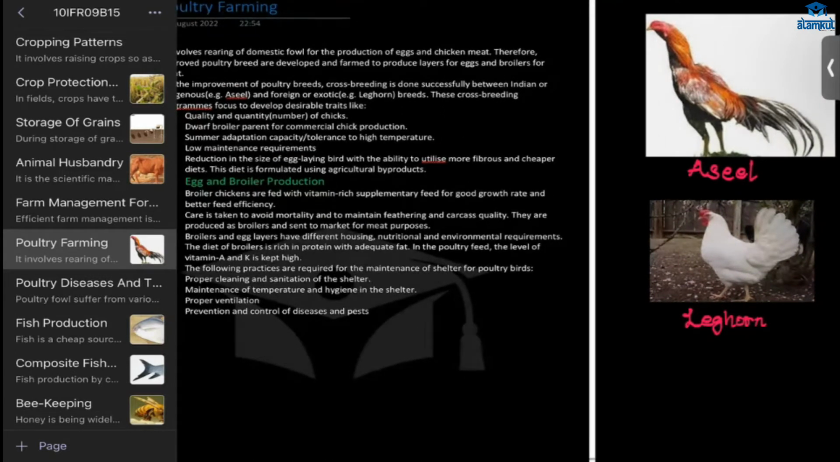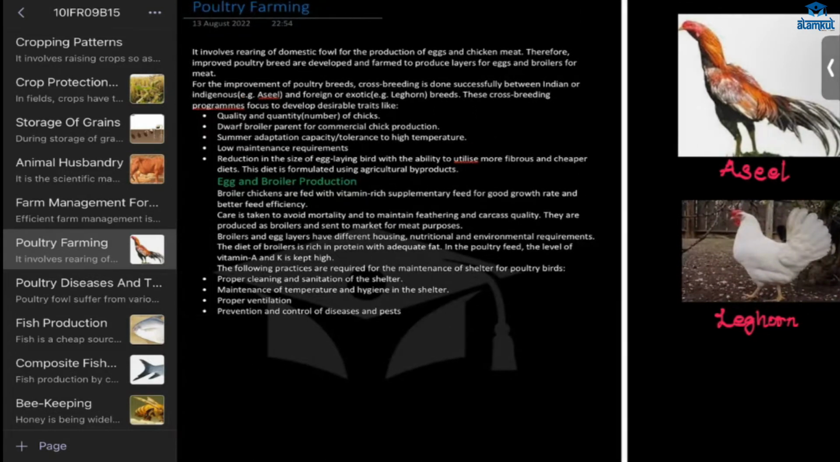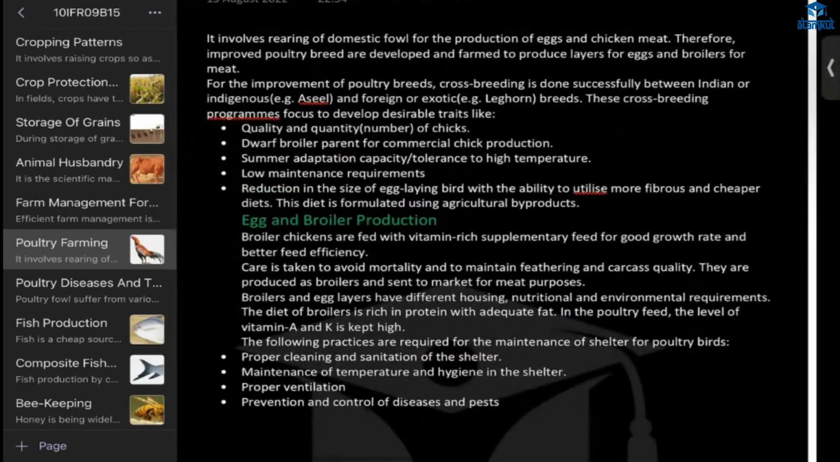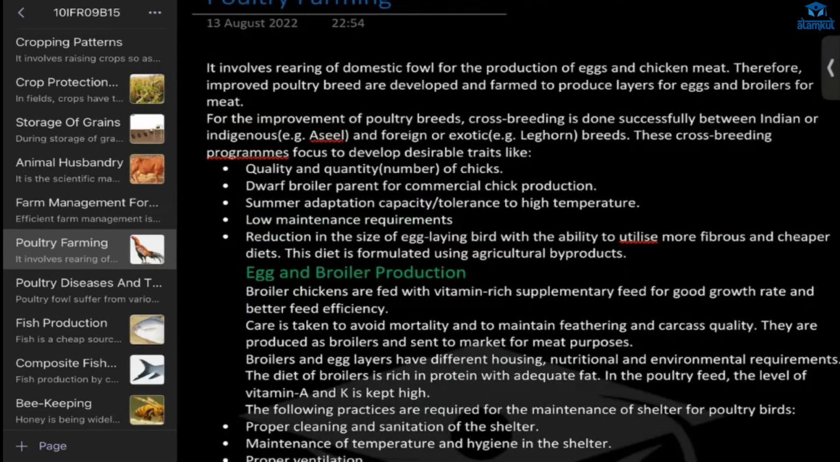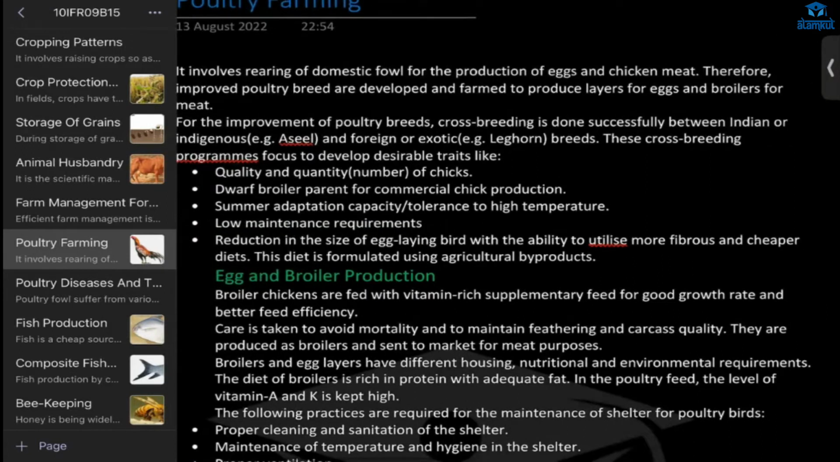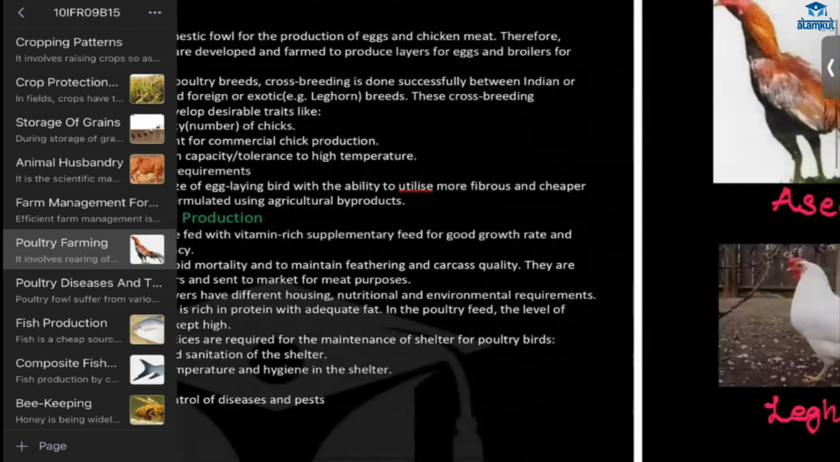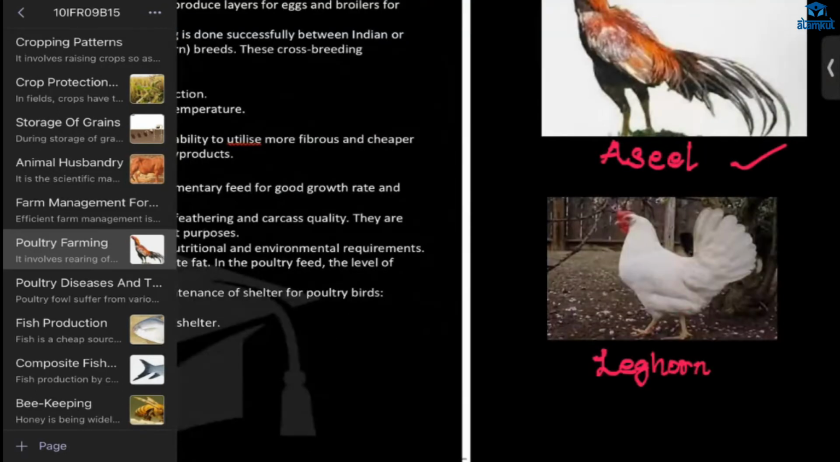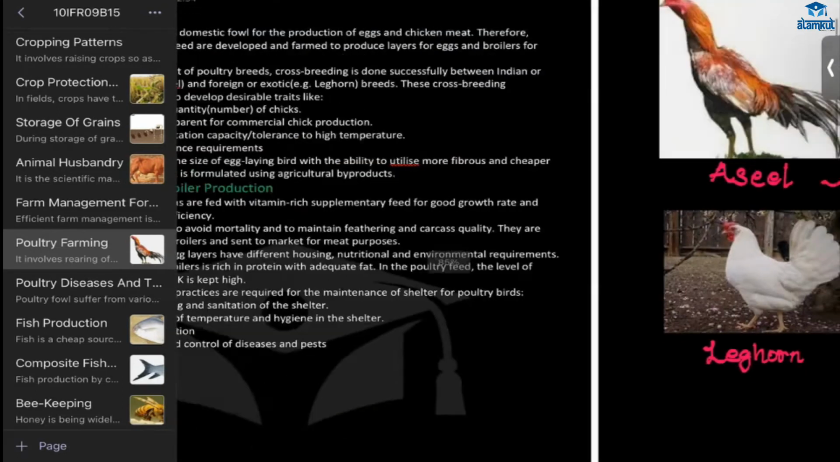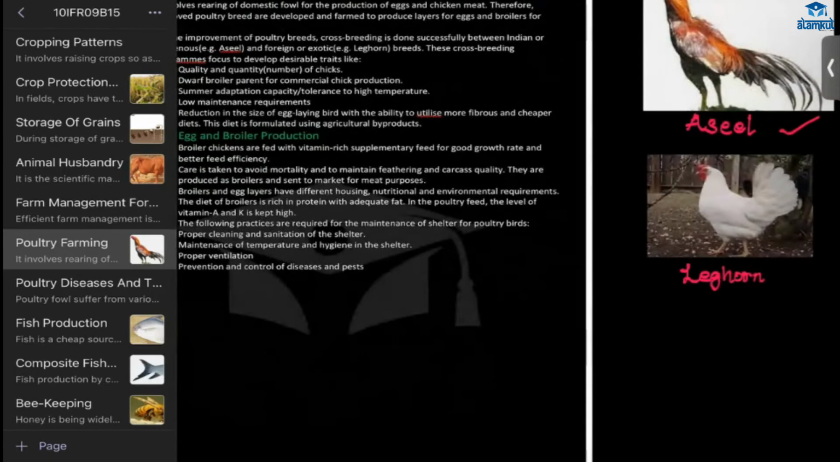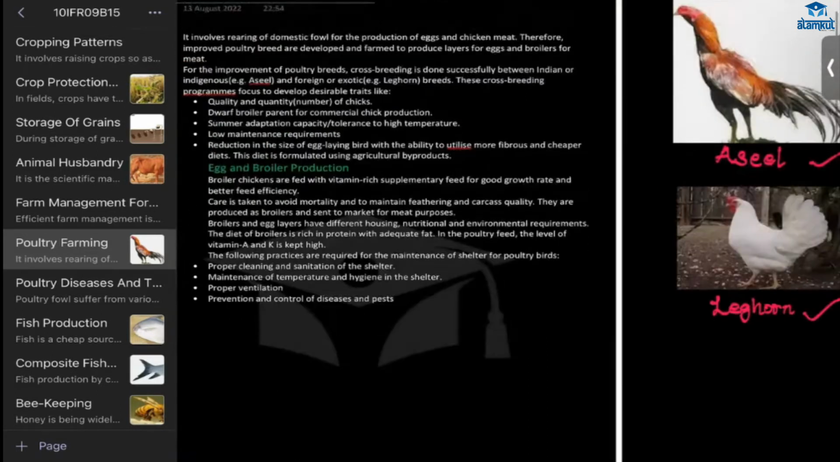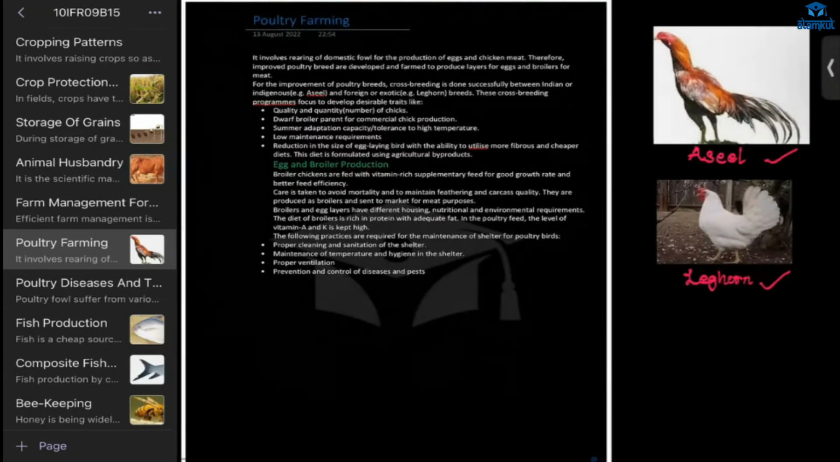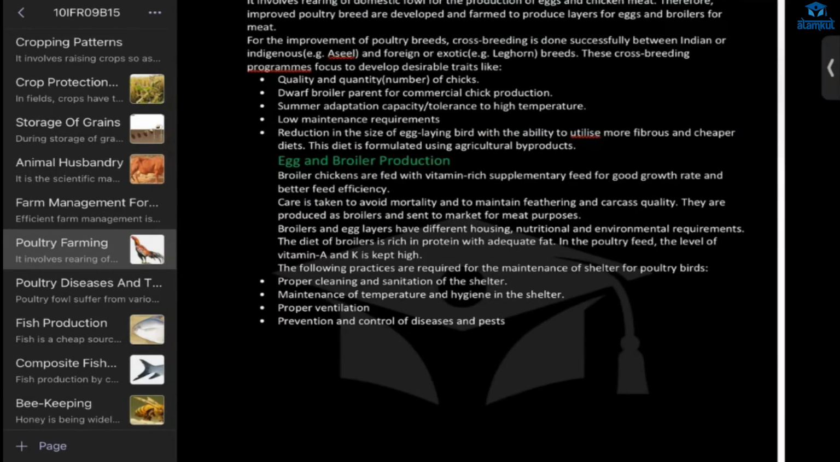For example, this fowl, the chicken. So for that, what we do first, we have to improve the variety, right? The first thing is cross breeding. This is our Indian variety, Asil, and this one is Leghorn. They are crossed to produce the desired characters, desired traits. So what are those? For getting quality and quantity of chicks, like the number of chicks.